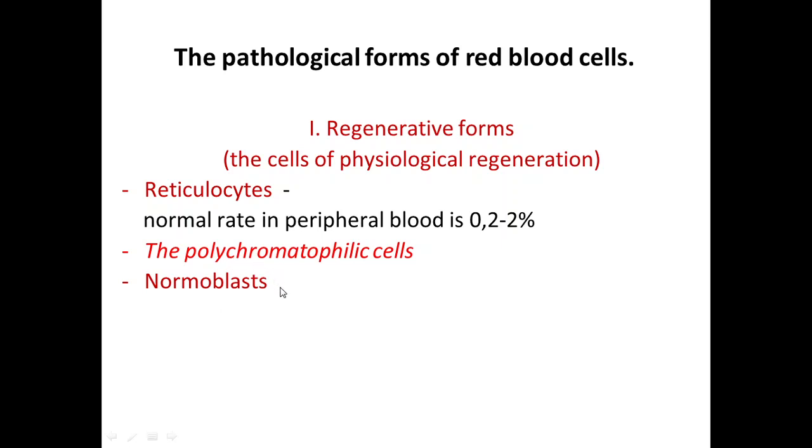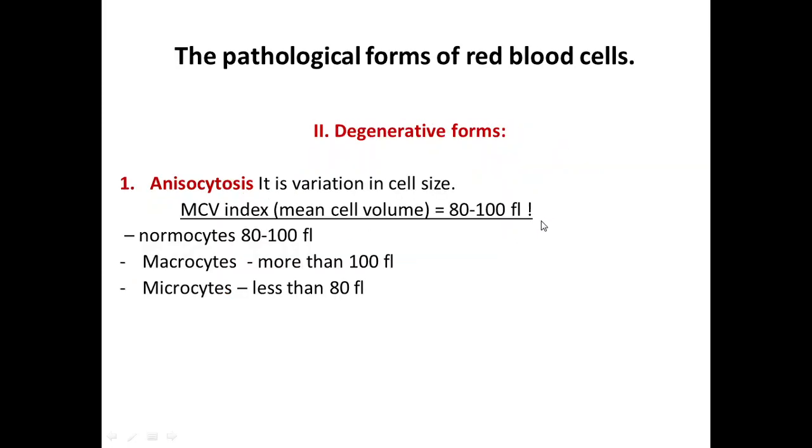In the normal state, we can find reticulocytes in peripheral blood, but not more than 2%. Degenerative forms. The first disorder is anisocytosis. This is variation in cell size. In peripheral blood, we can find normocytes, microcytes, macrocytes, and megalocytes.